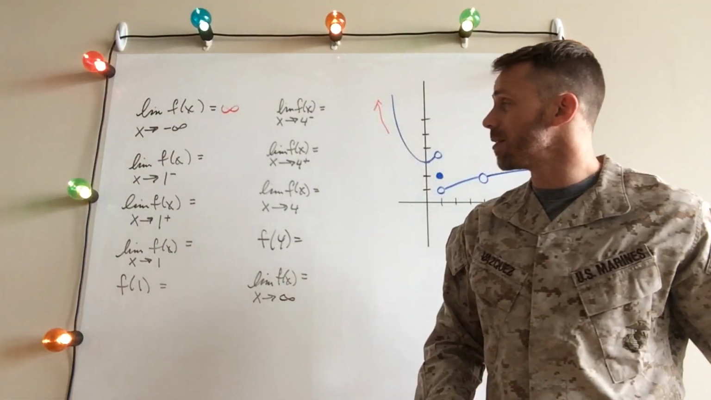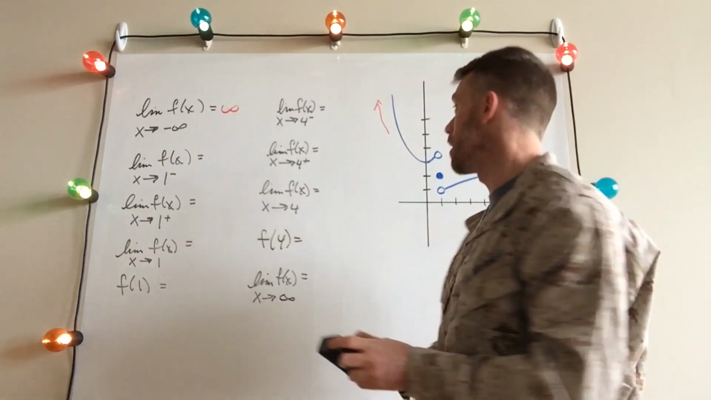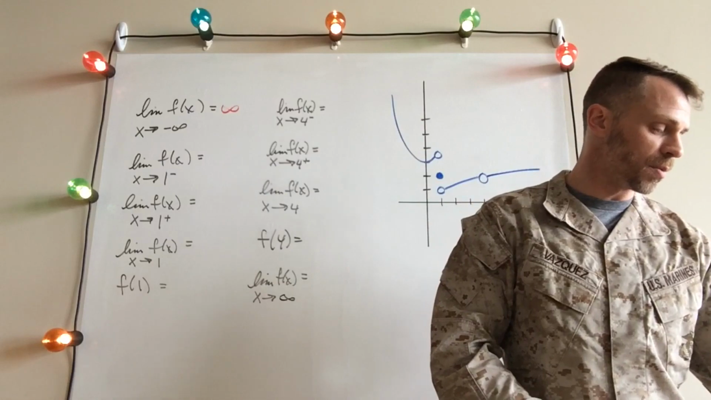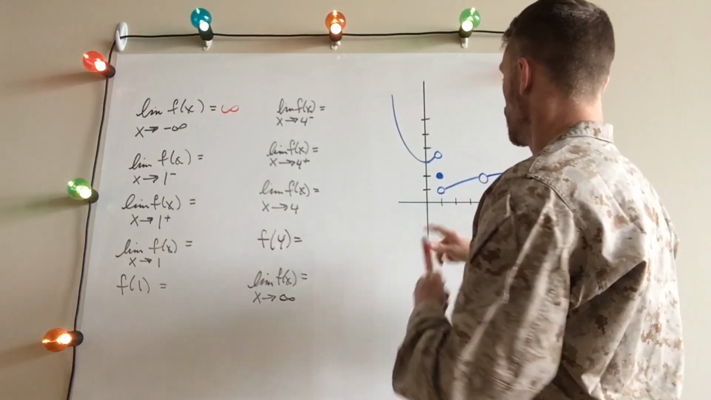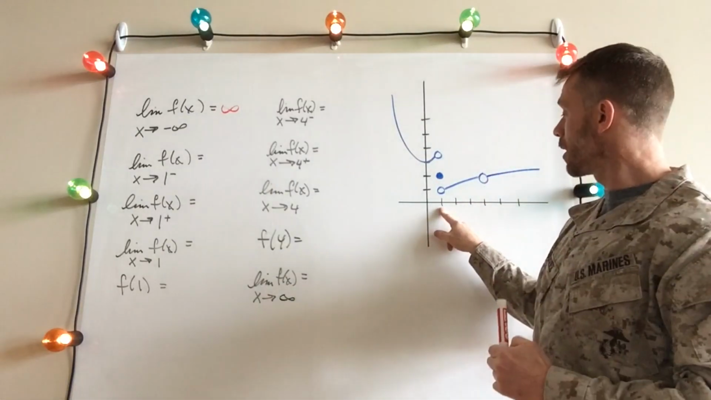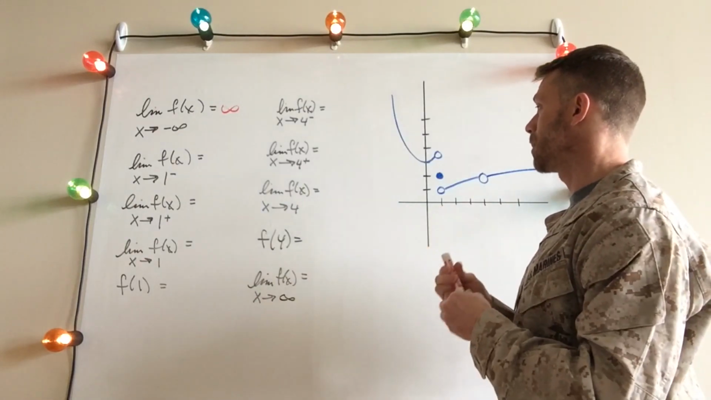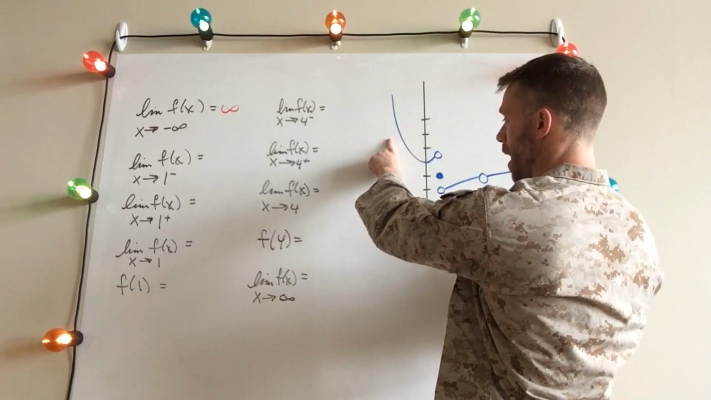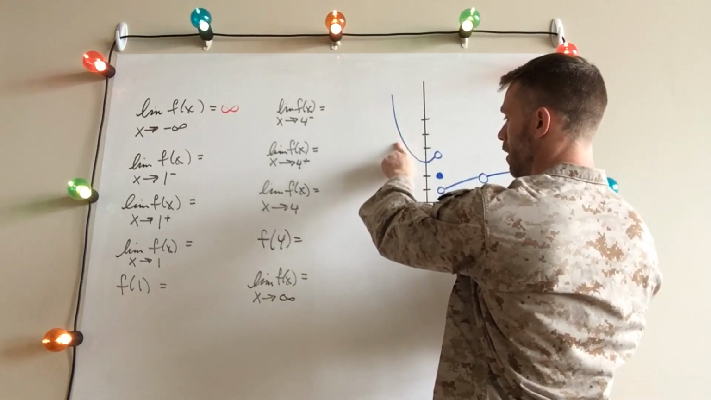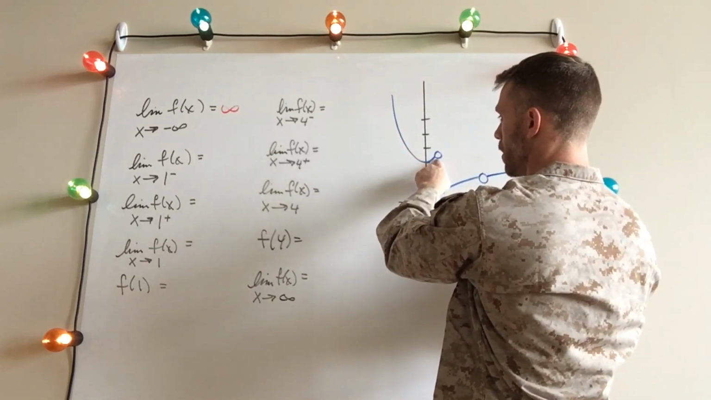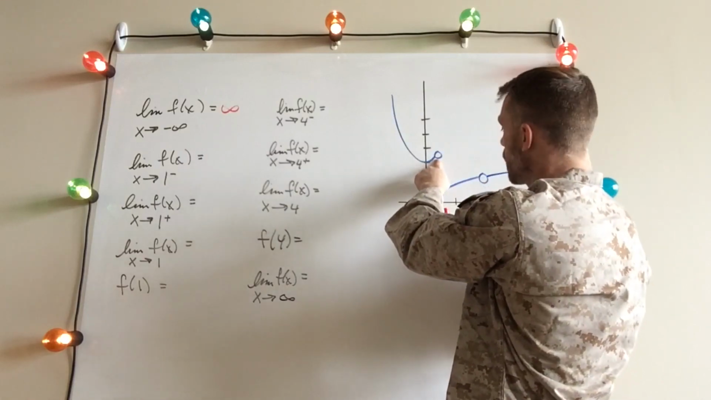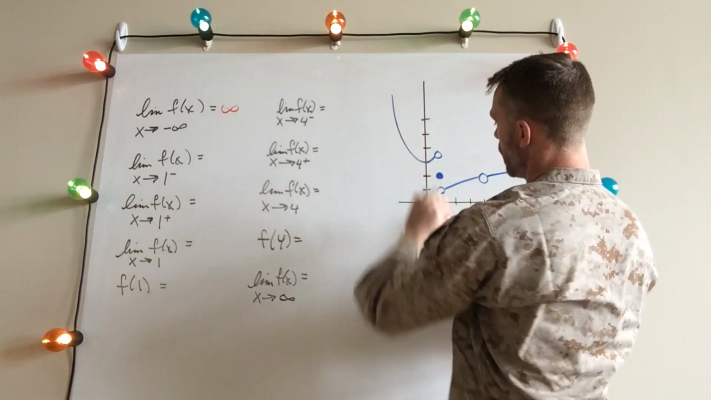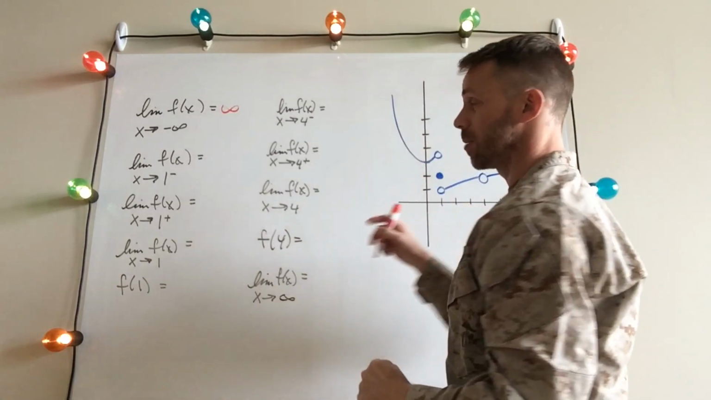All right, and what do we have next? The limit of f of x as x goes to 1 from the left. So here is x equals 1. We're going to come at that 1 from the left. As we come at it from the left, we're tracing along here, and then we get really close to this value here, which looks to be between 3 and 4. So that's going to be 3.5.